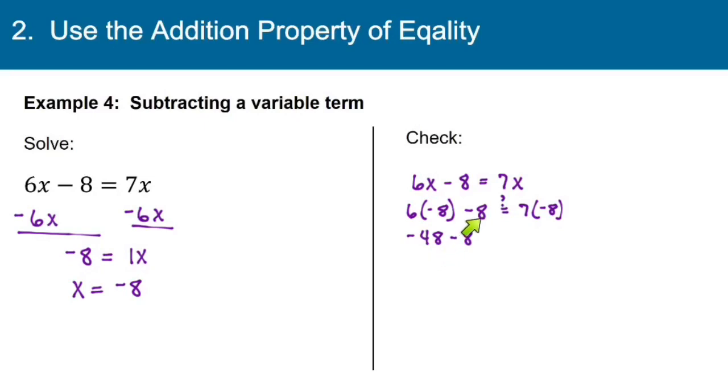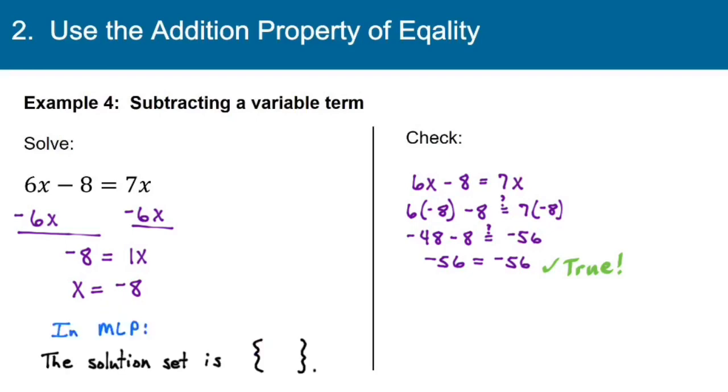And then we have minus 8. And the right side would be 7 times negative 8, so that's negative 56. Okay, let's add up what we have here on the left side. Negative 48 plus negative 8 would be negative 56, and that matches what we have on the right. And that means we have a true statement here, so negative 8 is the correct solution. So in MyLabs Plus, we would just put negative 8 inside the braces.